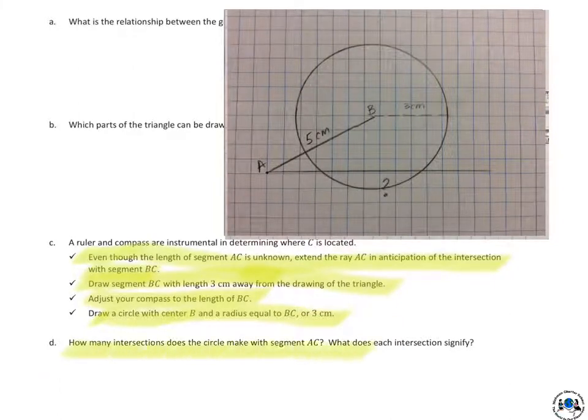Actually, I don't want to answer that yet. Okay, it makes 2. You can see where it intersects in 2 different places. So right here could be point C, or right here could be point C. How many intersections? It makes 2, and you might have done this already. Each intersection represents a possible location for the vertex C. So C can possibly be located here, or it could be here.